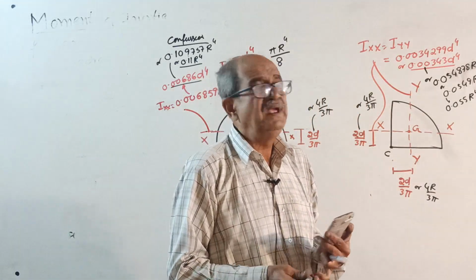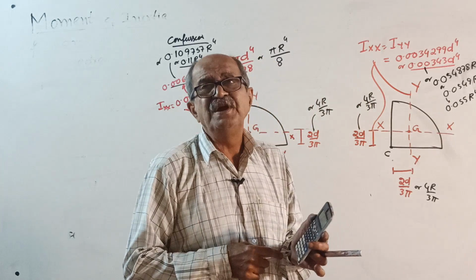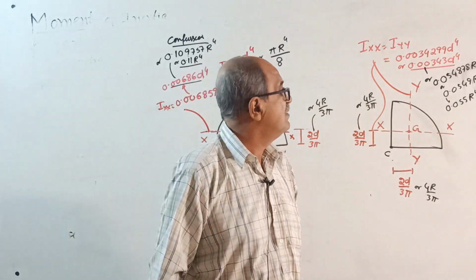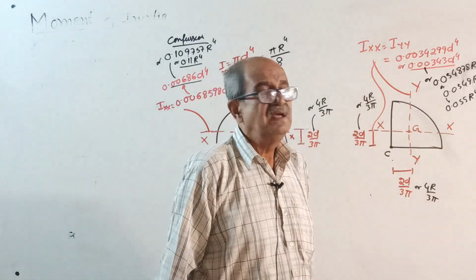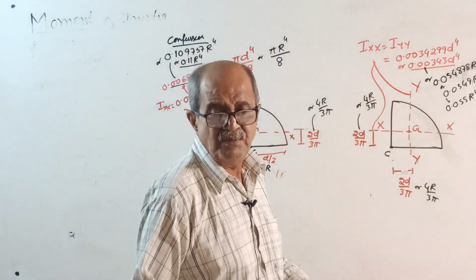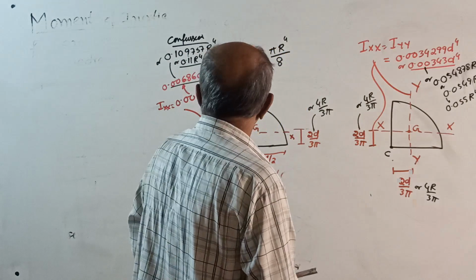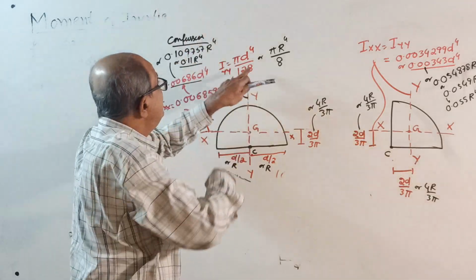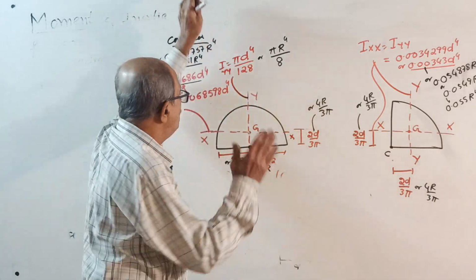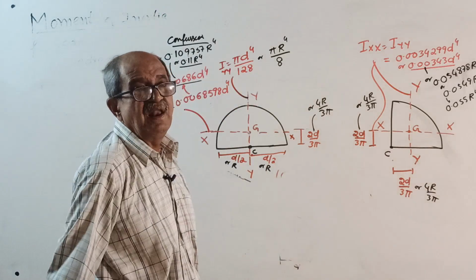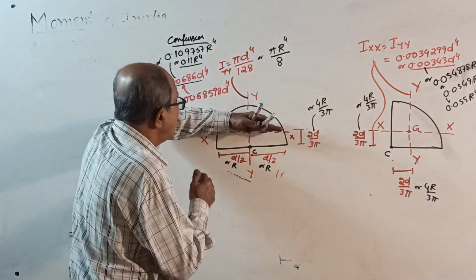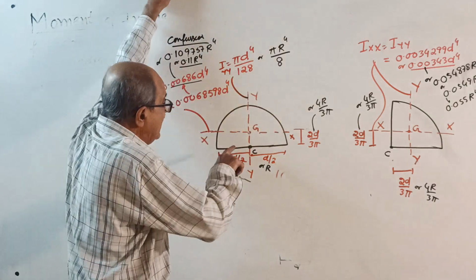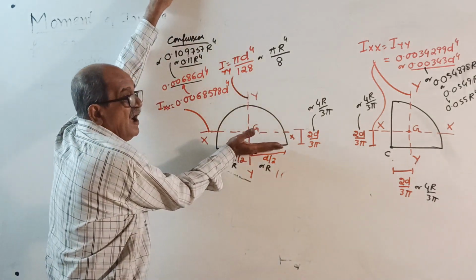We will not use it, because we will always use diameter for solving problems. But this is for information. Now, a lot of confusion comes. Why? How to decide? See, about yy this is half that of the circle. But about this other axis, it is not half of the circle.